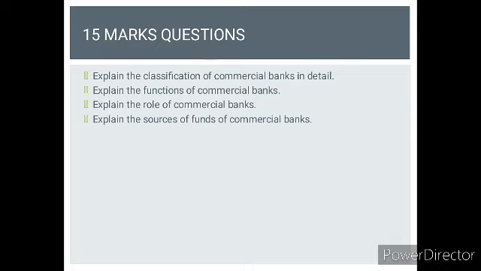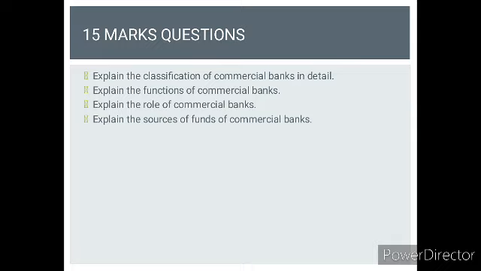And 15 marks: explain the classification of commercial banks. Commercial banks are classified into two categories. Which are those two categories? Scheduled banks and non-scheduled banks. And we have to write, under scheduled banks, public sector banks, private sector banks, and foreign banks.